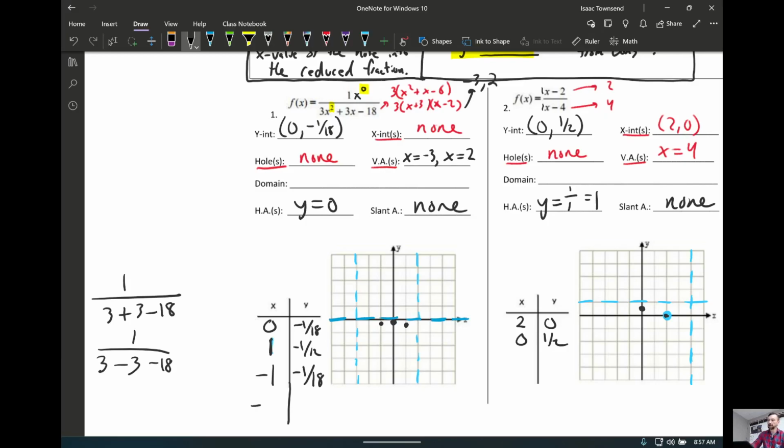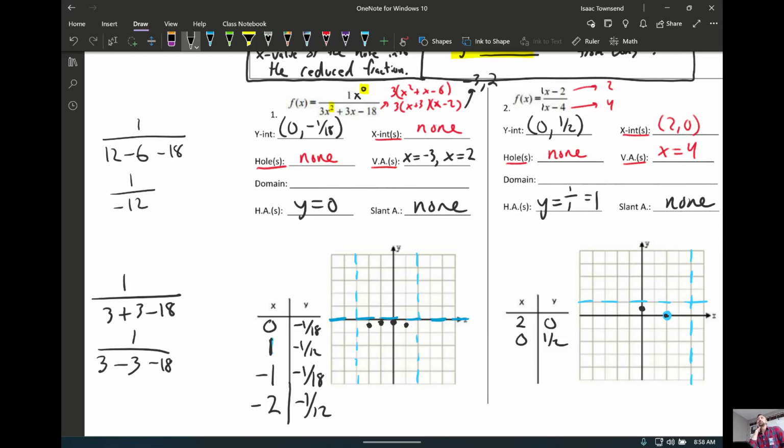Let's try negative 2. Sometimes you don't even need any more points. You'll see that it just kind of depends on the graph. If I plug in negative 2, this one's going to be a little bit harder, but this would be 3 times 4, which would be 12, plus 3 times negative 2, which would be negative 6, and then minus 18. So 1 over 6 minus 18 is negative 1/12. So maybe not the easiest thing to do without a calculator, but it's also not terrible.